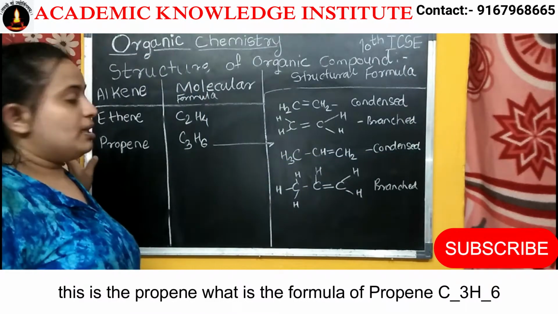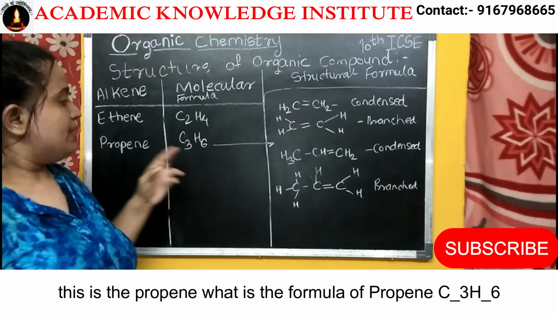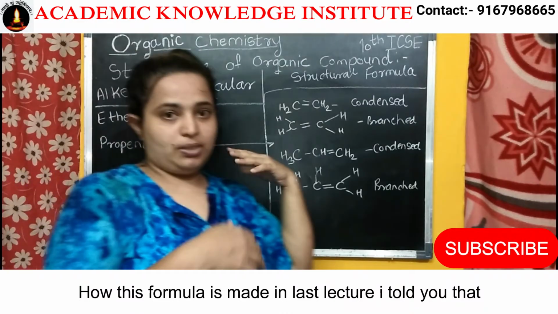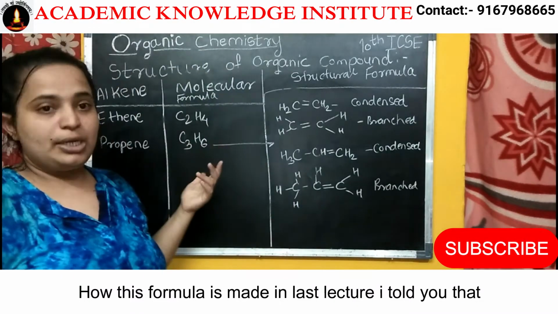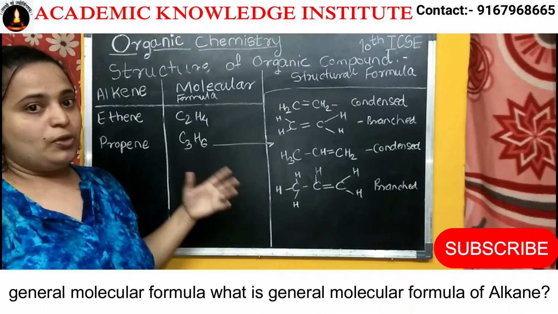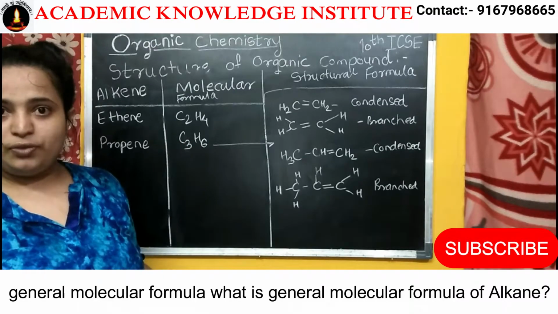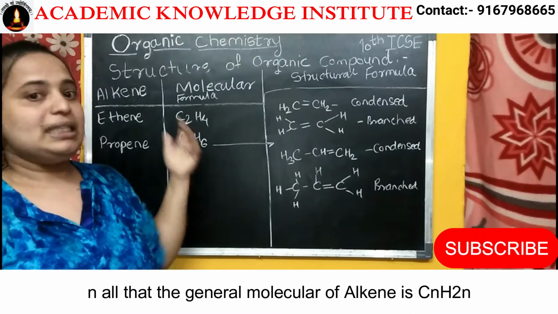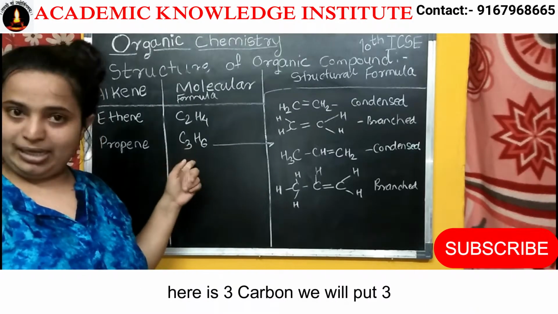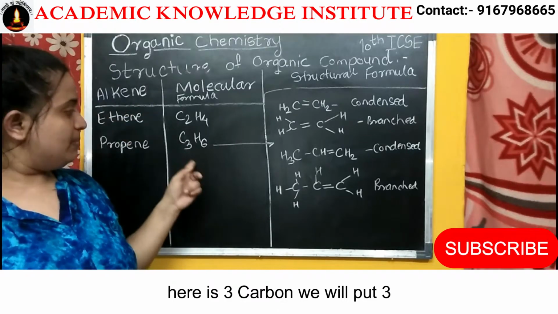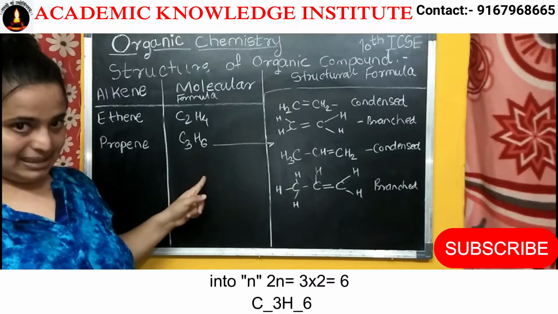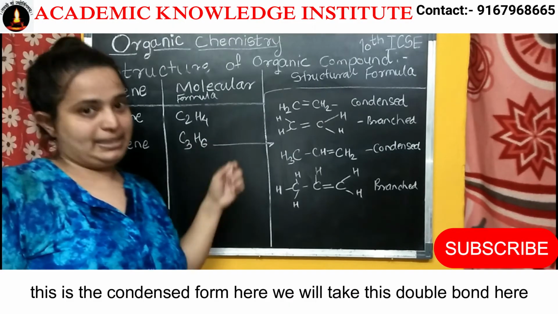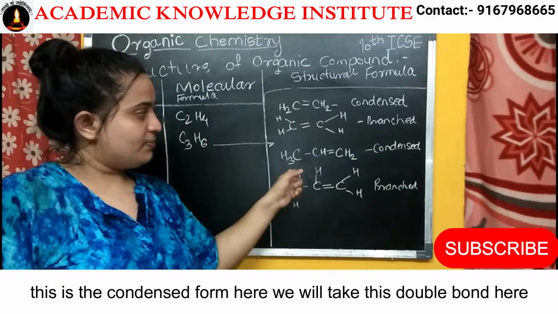Then here this is propene. What is the formula of propene? That is C3H6. How is this formula made? In the last lecture I told you the general molecular formula. The general molecular formula of alkene is CnH2n. So here there are 3 carbons. We put this 3 into n, then 2n is 6. So C3H6. This is the condensed form.